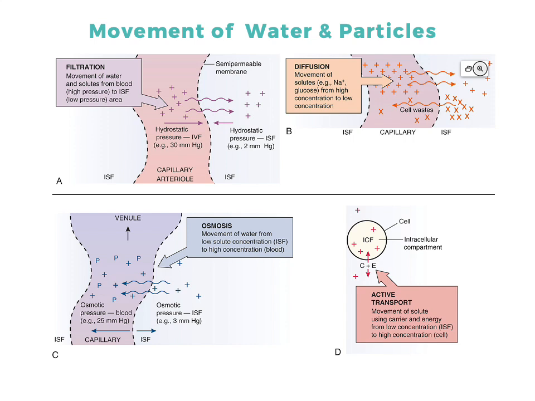In diffusion, we have the movement of solutes. Again, these are particles like sodium, potassium, and glucose. The particles or solutes are moving from an area of high concentration to low concentration. And again, this is just the particles moving, not water. A lot of times this will happen when there are higher concentrations and they want to exist in an area that does not have as many of the same particles.